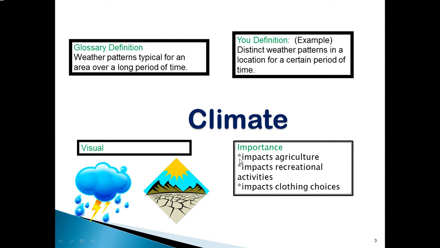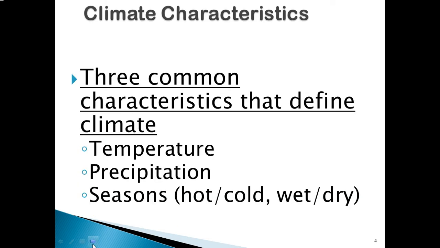And why is climate important to us? It impacts agriculture, our activities for recreation, and also our clothing choices. Climate also is influenced by 3 traits. They are temperature, seasons, and precipitation.